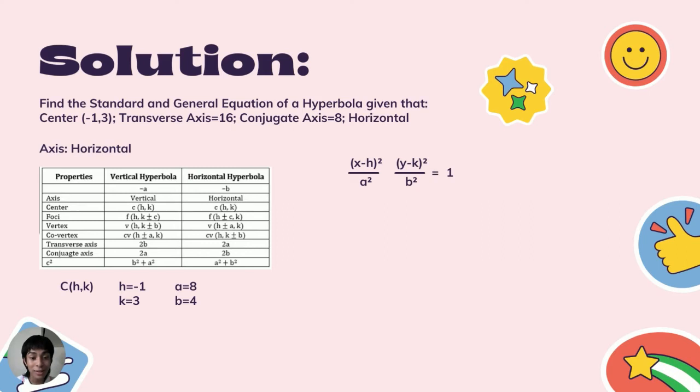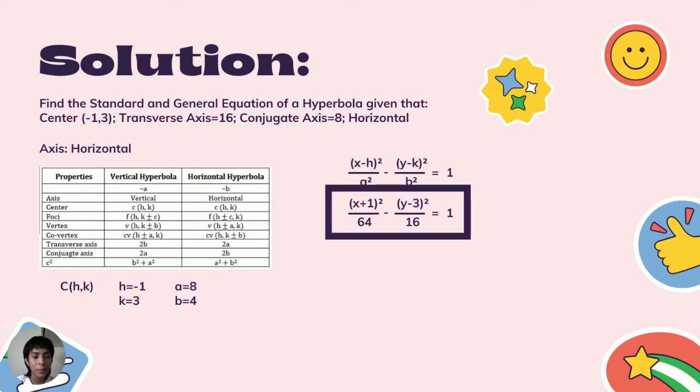So I did not put the negative sign at first because we will have to identify first if the hyperbola is vertical or horizontal. Since it is horizontal, we will use -b. And now we will substitute it. So first, we will substitute h, k, then a, then b, then perform the operations. 64 and 16 will be now the new denominators, and now we have this. So this is the standard equation of the hyperbola.